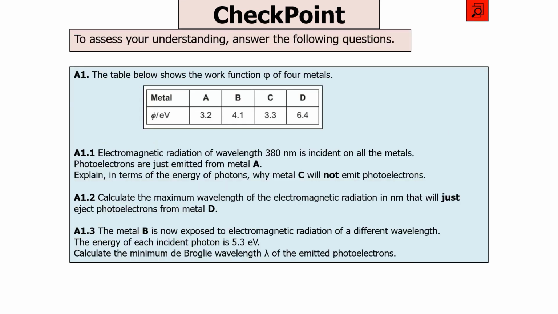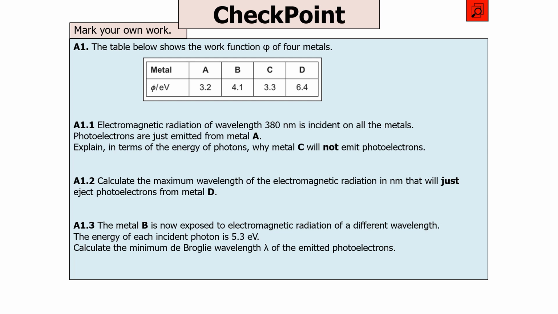The next question says, the table below shows the work function of 4 metals. The electromagnetic radiation of wavelength 380 nanometers is incident on all the metals. Photoelectrons are just emitted from metal A. Explain in terms of photons why metal C will not emit photoelectrons. Then calculate the maximum wavelength of the electromagnetic radiation in nanometers that will just eject photoelectrons from metal D, and then metal B is now exposed to electromagnetic radiation of a different wavelength. The energy of each incident photon is 5.3 eV. Calculate the minimum de Broglie wavelength of the emitted photoelectrons. So pause the video now, then unpause the video when you want to go through your answers.